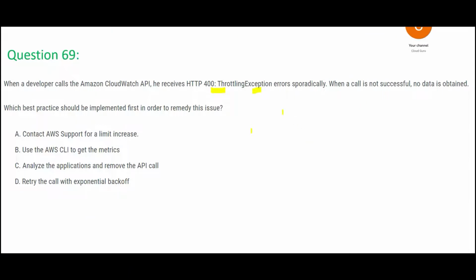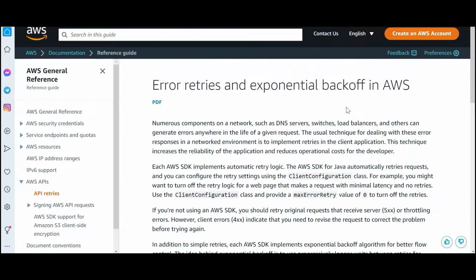So we need to provide a remediation to this issue. What should we do? Whenever he gets this error, the call is not successful and he receives no data. One thing to always remember, this is a thumb rule: when you want to solve such errors, you should plug in a retry with an exponential backoff. Exponential backoff means you would wait longer.